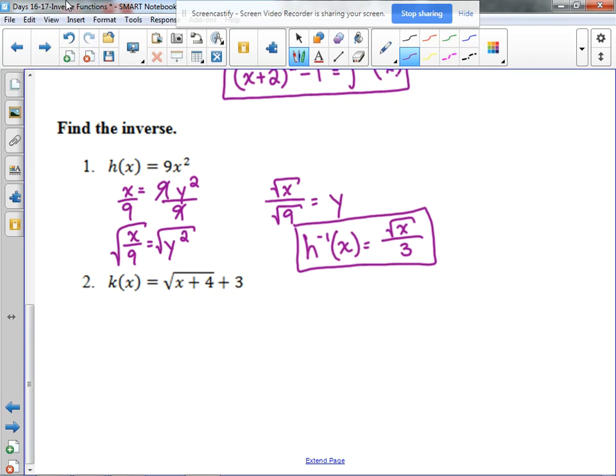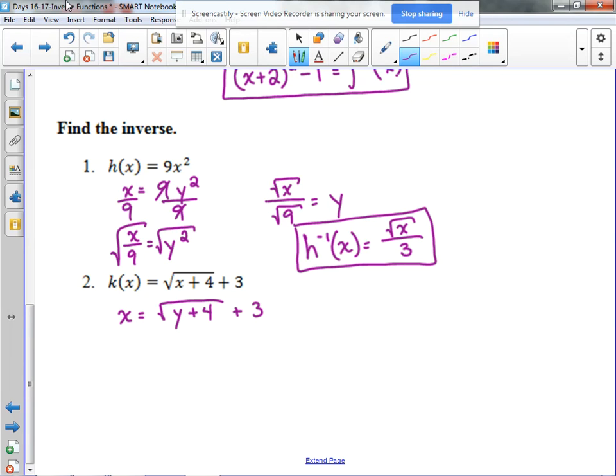Okay, let's do one more. Let's do this k of x right here. Any questions about the quadratic before we go on to another square root? Okay, switch x and y. That is the same every time. That never changes.